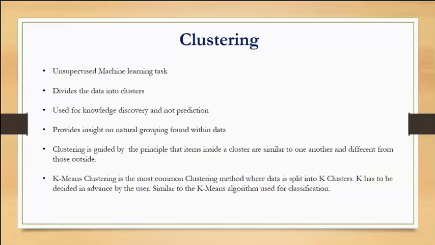K-means clustering is the most common clustering method. So here the data is split into K clusters. K is a number which has to be decided in advance by the user. It is quite similar to the K-means algorithm used for classification.